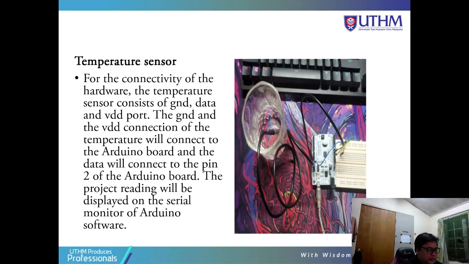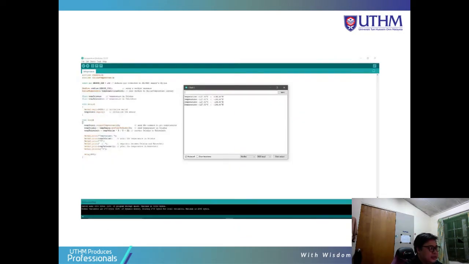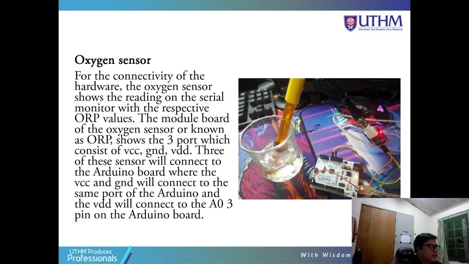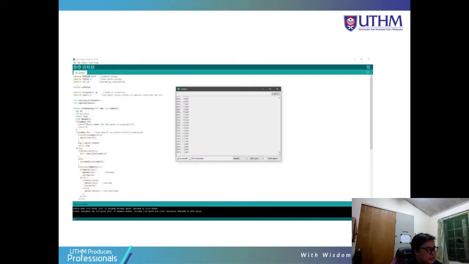This is the temperature sensor. As you can see, the serial monitor shows the reading of the temperature sensor. So this is the oxygen sensor, and as you can see, the ORP shows the values of ORP, which is in, I believe, millivolts. So the higher the ORP value, the more oxygen density inside the water.